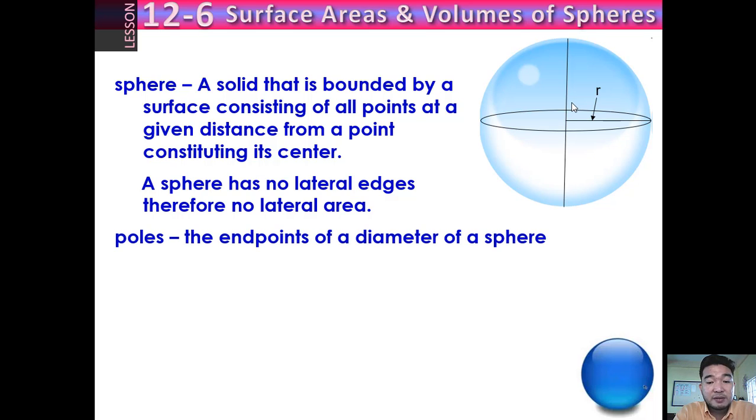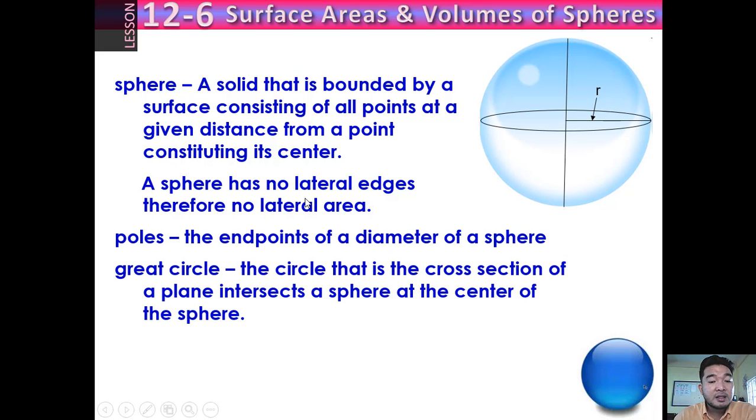Poles, the endpoints of a diameter of a sphere. So this is an example of a pole. While the great circle is the circle that is the cross-section when a plane intersects a sphere at the center of the sphere. So this is the great circle.